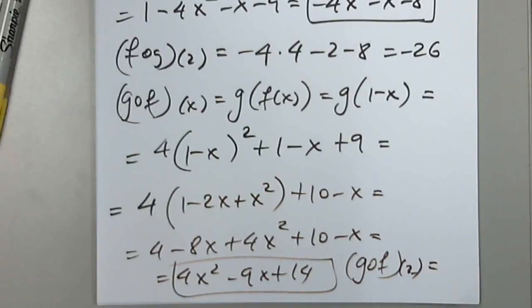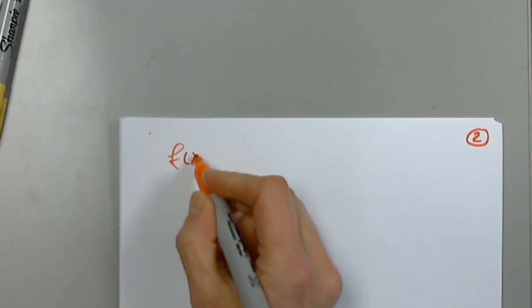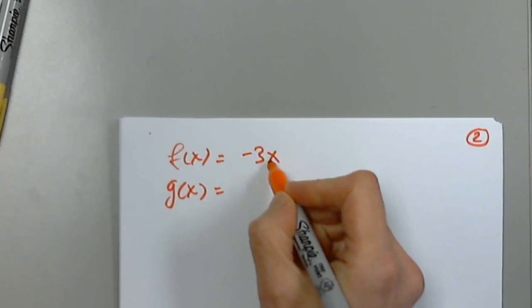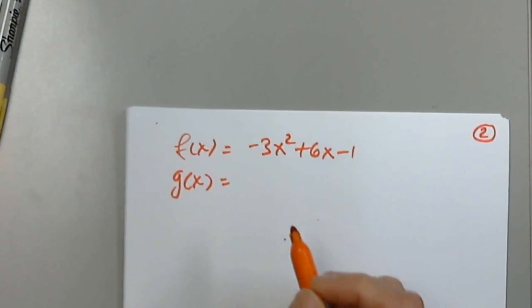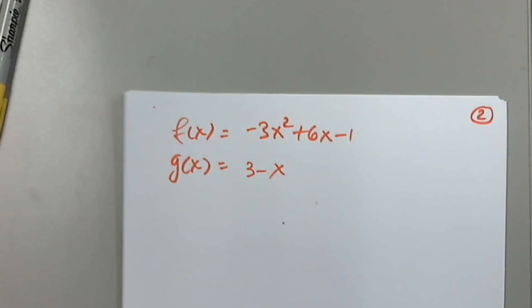Can we do number 1 on the password? Yes. Can you tell me which form it is? Or can you dictate f of x? Minus 3x squared plus 6x minus 1. And g of x is 3x minus 6. Very good. So this is the previous classwork.